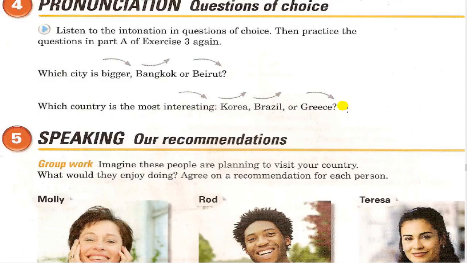Page 94. Exercise 4. Pronunciation. Questions of choice. Listen to the intonation in questions of choice. Then practice the questions in Part A of Exercise 3 again. Which city is bigger, Bangkok or Beirut? Which country is the most interesting? Korea, Brazil, or Greece?